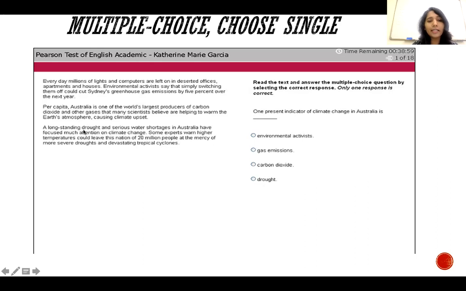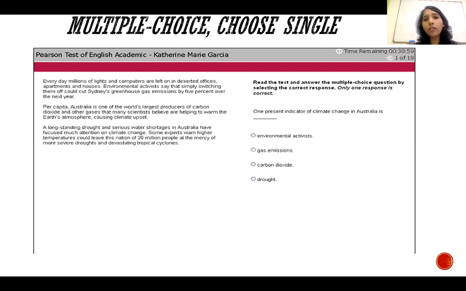So drought is an indicator, or it is signaling climate change in Australia. Drought is one of the signals, one of the trends, one of the occurrences that symbolize or signal this climate change in Australia. So you choose the word drought. Spend about a minute and a half on these questions because your passages are not too big.